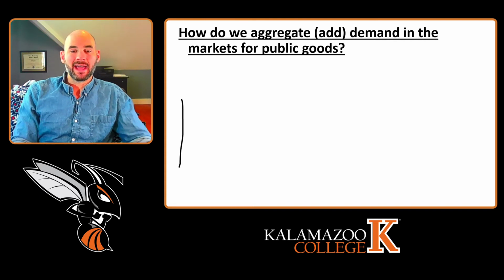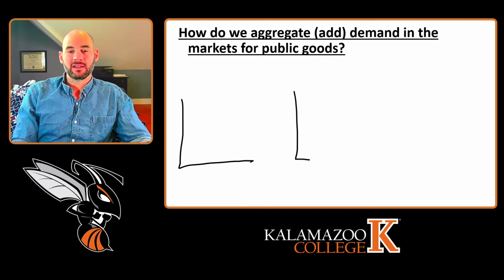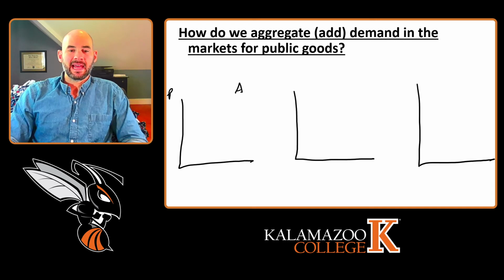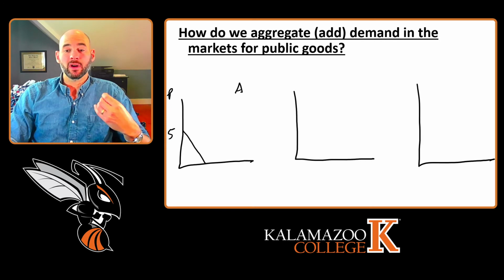So let's now think about how we would add the demand in this market. And let's think that individual A here has a demand curve which is going to look like this, that the most that they're willing to pay for a candle to keep mosquitoes away is $5, and that even when the price is 0, they're not going to demand more than 2 candles.